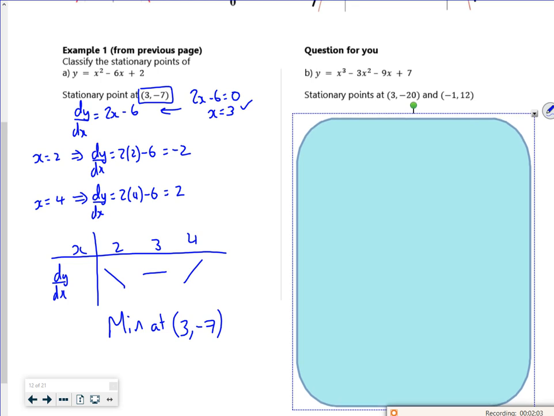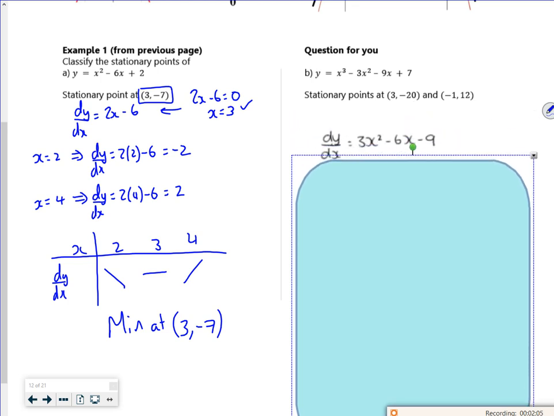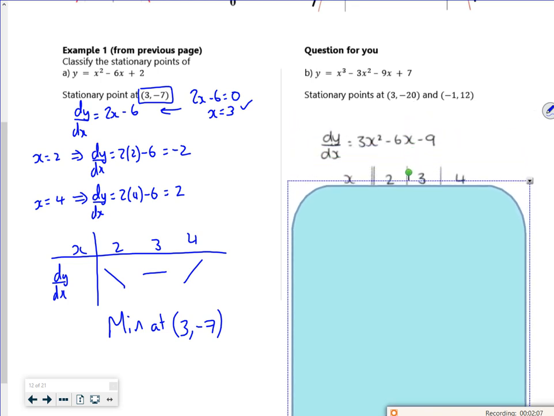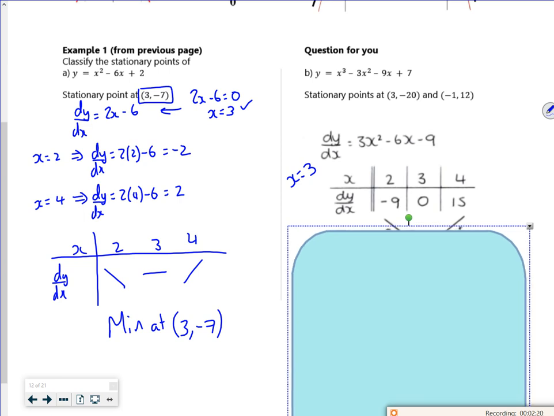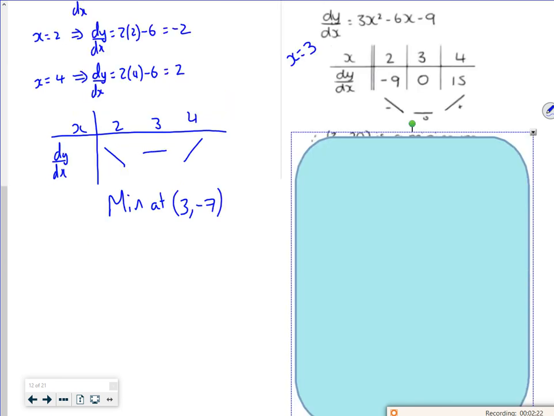Now there's one here for you, a question for you, but a similar idea. So it's got two stationary points. So if I differentiate it, and then I check the value of the gradient. So this is doing it for x is 3, 1. It gives me a minus 9 and a 15, which as a picture looks like that. So that's going to be a minimum, isn't it?